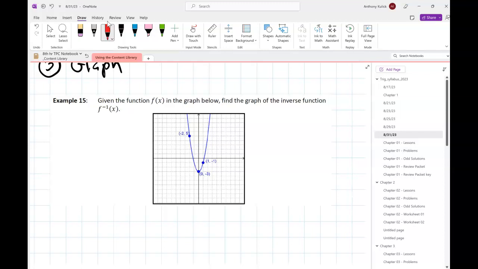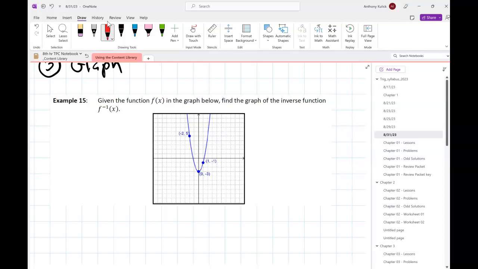So here's a graph. This graph represents some function f of x. How do I draw the graph of f inverse? Jake? Flip it how? Nope. Which side? Better way of thinking about it. Anybody else with an idea?